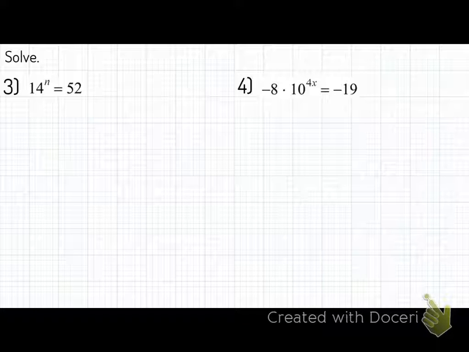Okay, so do we know 14 to what power is equal to 52? No, we can't. So we could use logarithms. Look at number 1 and work with your neighbor to figure out what you would do in this problem to work it out. Okay? Go.